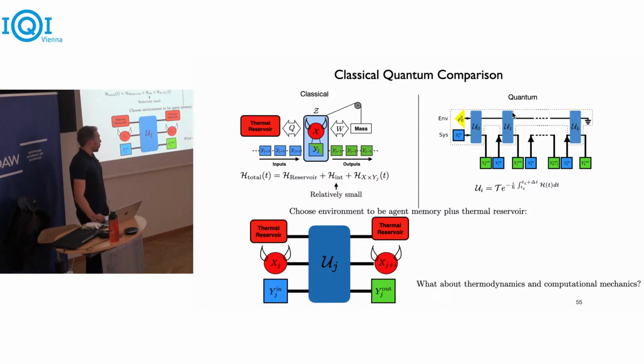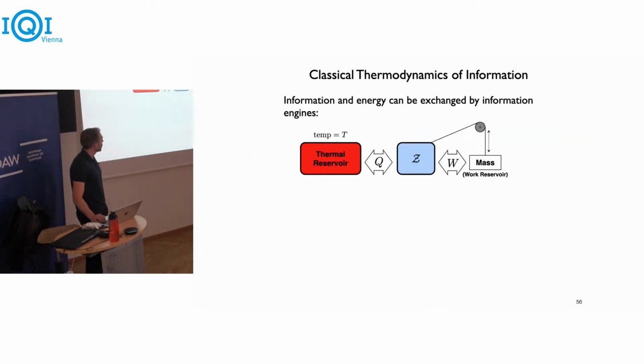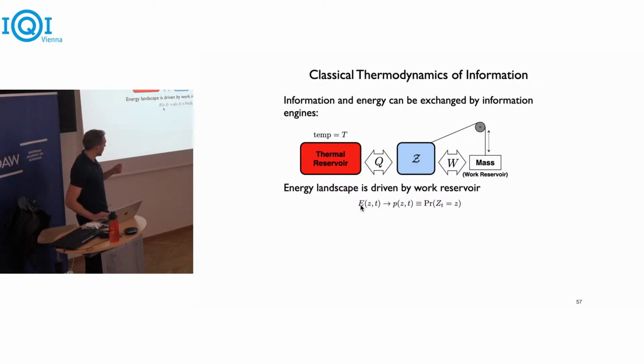Okay, so what about thermodynamics and computational mechanics? Maybe it feels a little bit like I'm taking you on a wild goose chase here, but I promise you there is a thread that connects all these ideas. The fact is that information has strong implications for what can be done thermodynamically. So this is a very general picture of how one manipulates a physical system in a thermal environment. You have a work reservoir that changes the energy landscape as a function of time, which then causes the probability distribution over states to evolve as a function of time, and that in itself can therefore cause a computation, i.e. a stochastic channel from input to output, to occur.